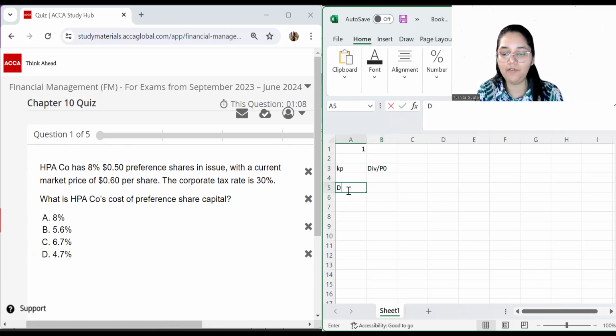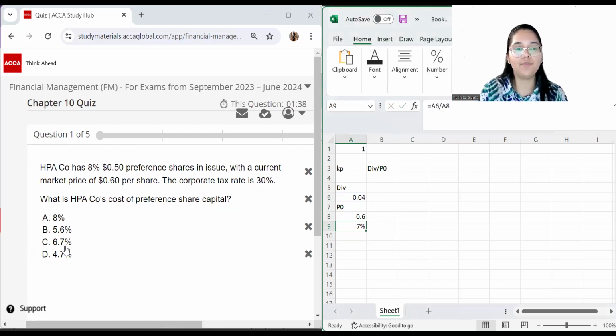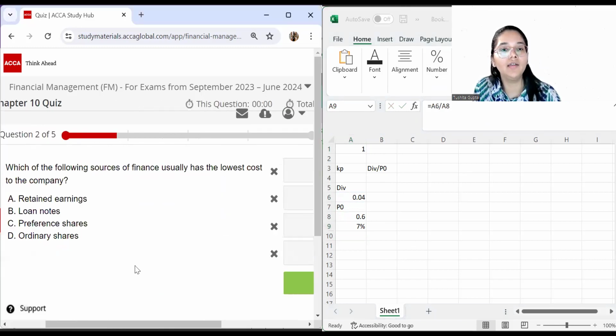So we have the dividend rate is given to us as 8% multiplied by the nominal value, which is 50 cents. So this is my dividend, which I pay every year. Now, if I talk about P0, which is the market price, this is also readily given as 0.6. So my answer becomes 4 cents divided by 60 cents. So this over here becomes my answer. If I just convert it to percentage, I will have my answer as 6.7%, which makes your answer as option C over here.